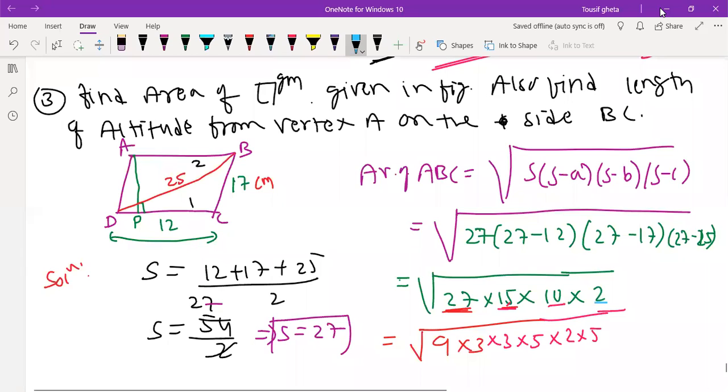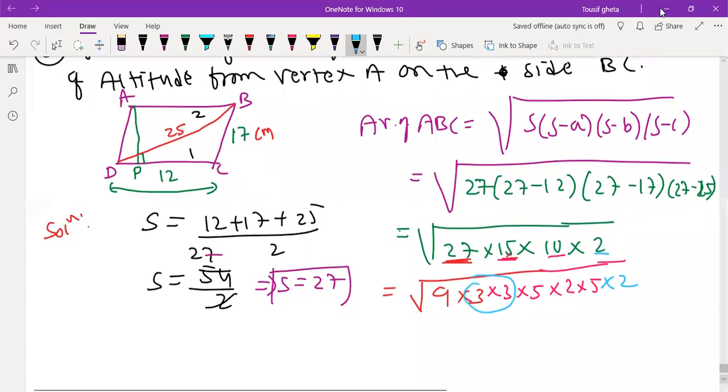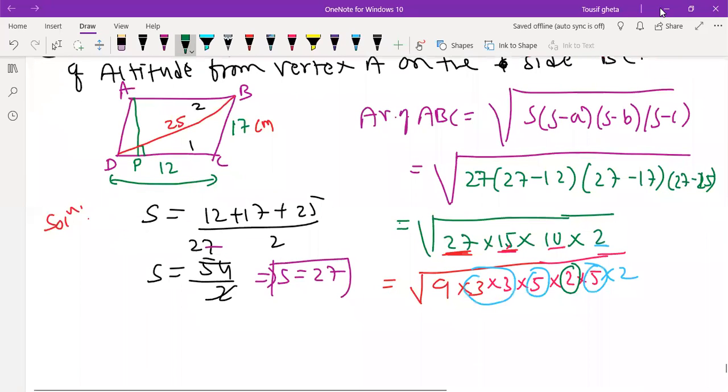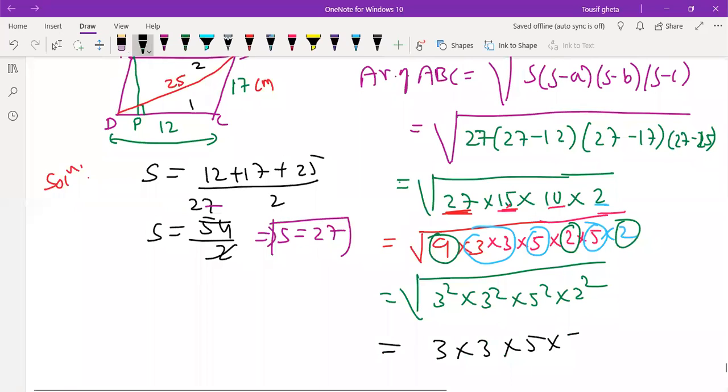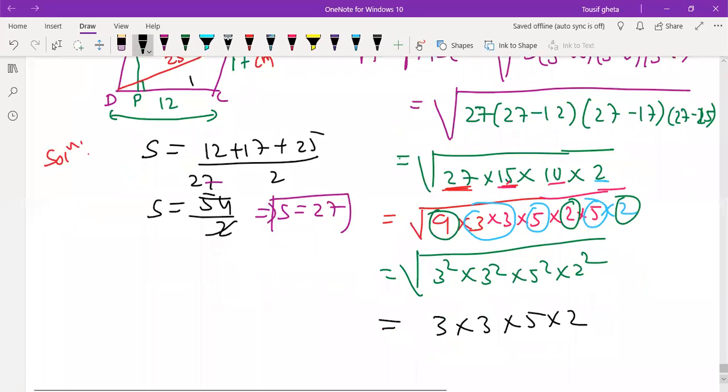Now let us go for perfect squares. These two are perfect squares, even these two are perfect squares, even these two are perfect squares, and this itself is a 3 square. So 3 square, 3 square, 5 square, 2 square: all are perfect squares. It's very important. 3 3s are 9, 5s are 45, 45 2s are 90 centimeters square. We got the area of the triangle.